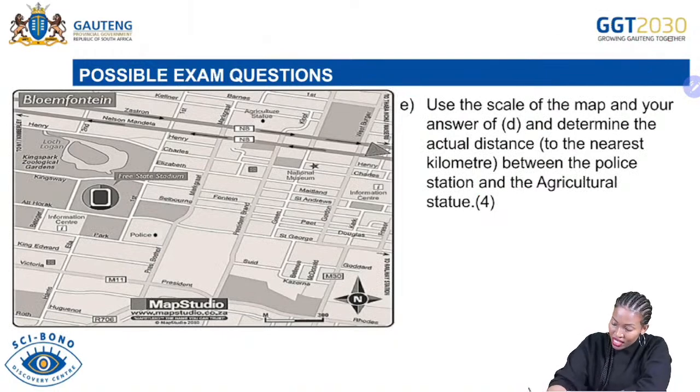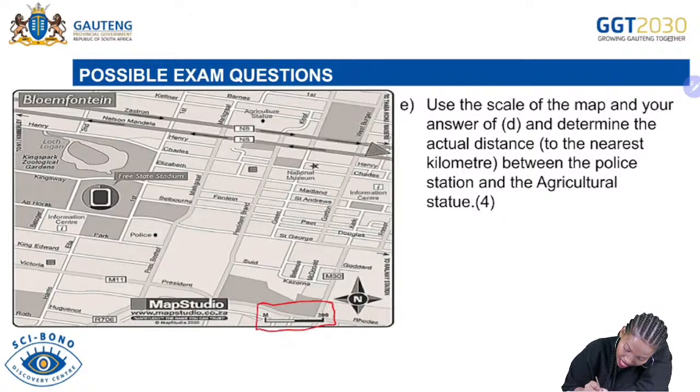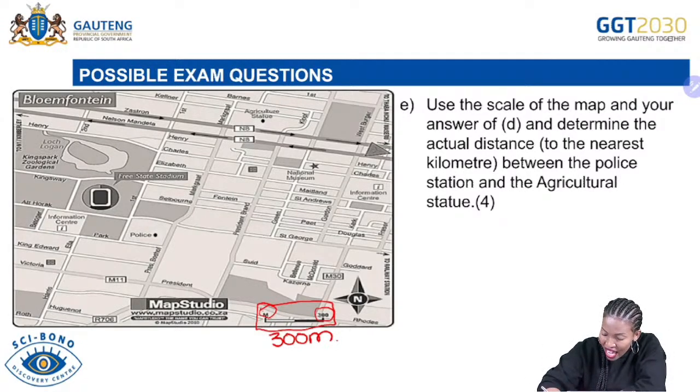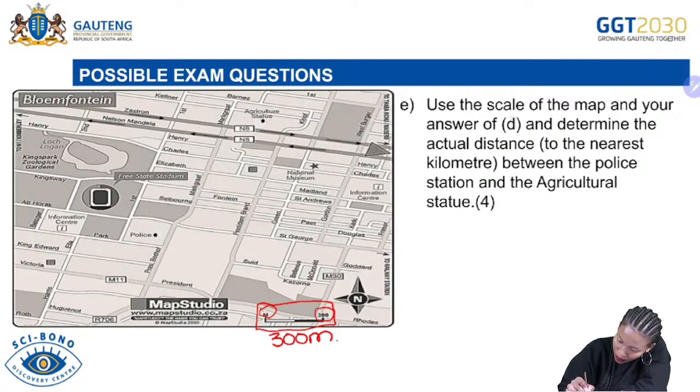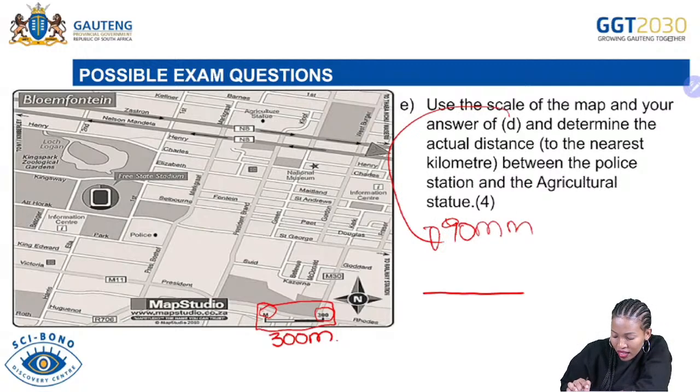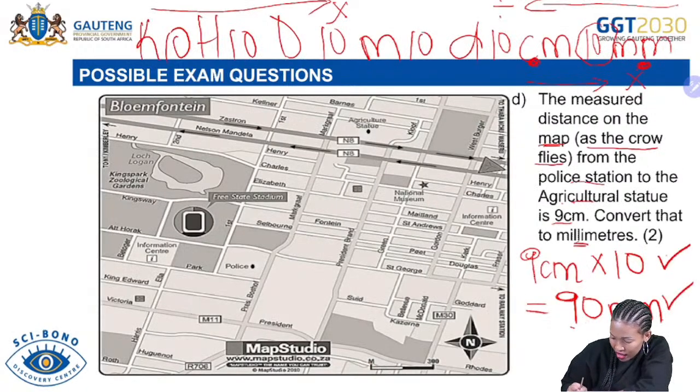We are going to use the scale, guys, of the map. Remember, this is our scale. And here it is 300, guys. And then we've got our M, which is going to be 300 meters. It means the length of our bus scale in reality is actually 300 meters. Use the scale of the map and your answer of D. Remember, our answer in D was what? It was 90 millimeters. This one, guys, this is the 90 millimeters I'm referring to.